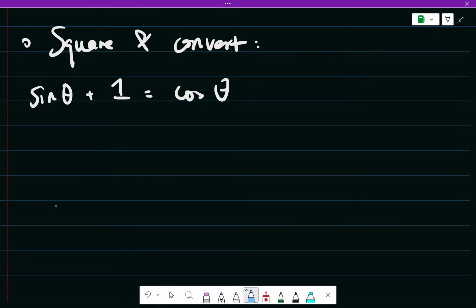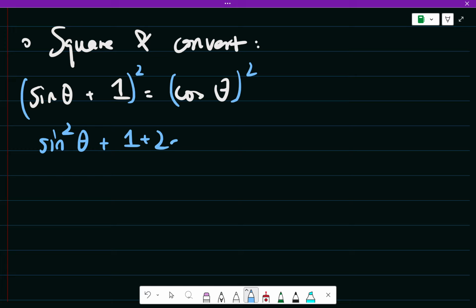But we know that a fair amount of identities involve the usage of some trig functions squared. So we want to start off by squaring both sides like this. So we want to do sine squared plus 1 plus 2 sine theta is equal to cosine squared theta. So we have artificially created some squared terms right here.